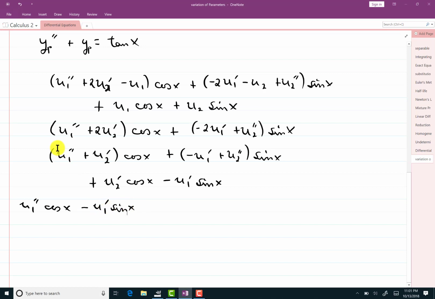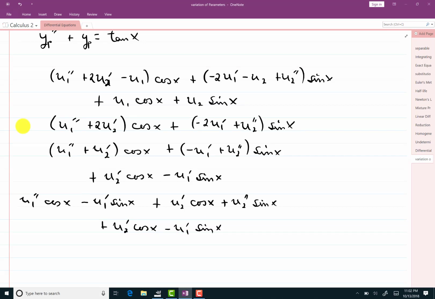I'm going to do the same thing with the u2s that are attached to the other pieces. Then I'll have plus u2 prime cosine of x plus u2 double prime sine of x plus u2 prime cosine of x minus u1 prime sine of x.